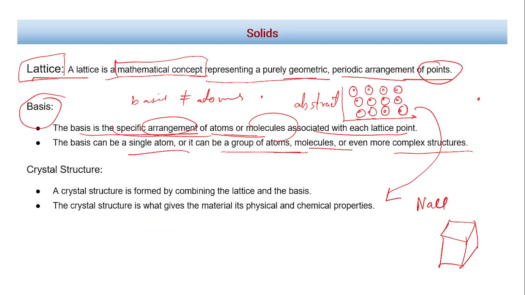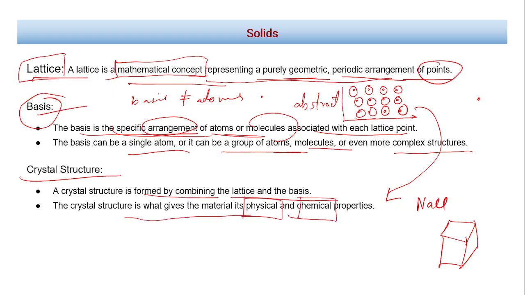Okay, so this is what we mean by lattice, which is a mathematical concept, the periodic arrangement of these mathematical points. And basis is the specific arrangement of atoms associated with each lattice point. It can be a single atom or a group of atoms. And then when the basis is put at every lattice point, we get our crystal, which is formed by combining the lattice and the basis. And this is what gives a material its physical and chemical properties.